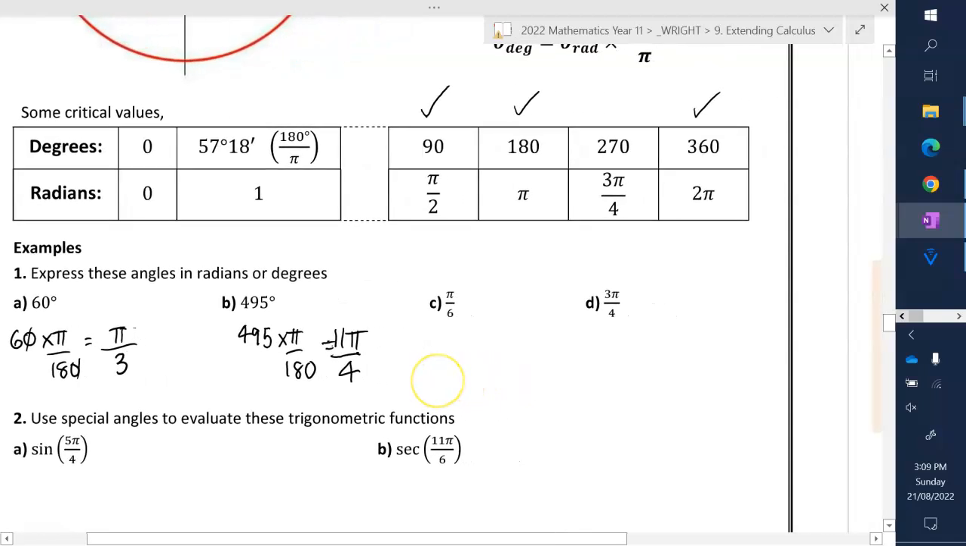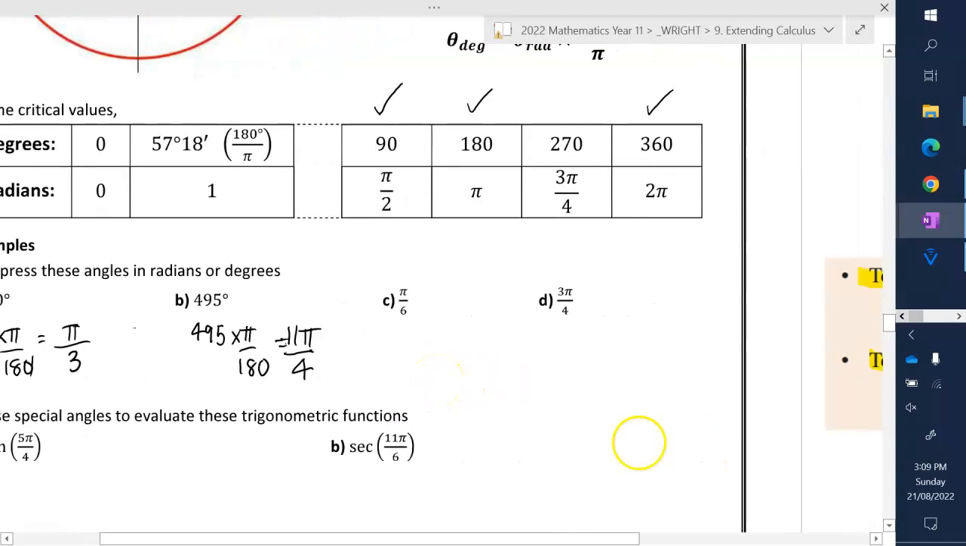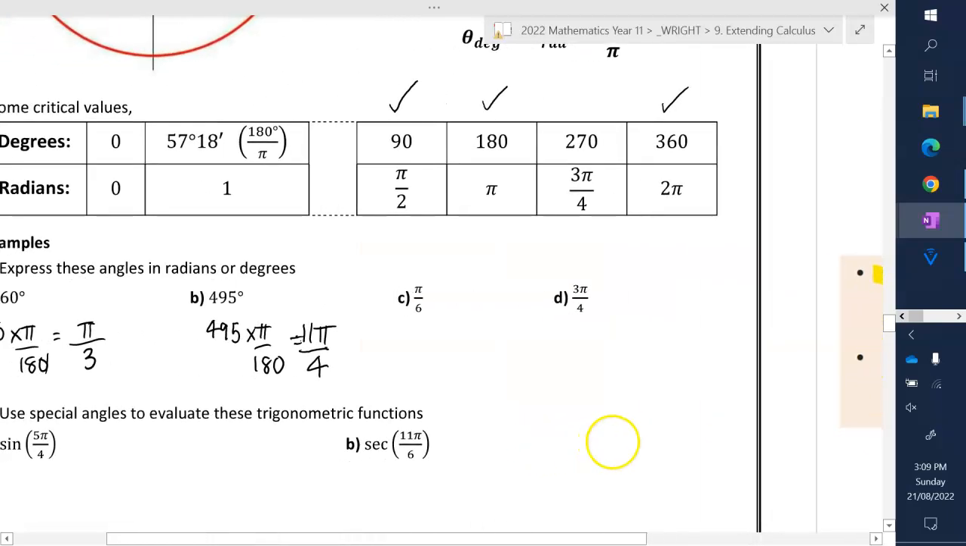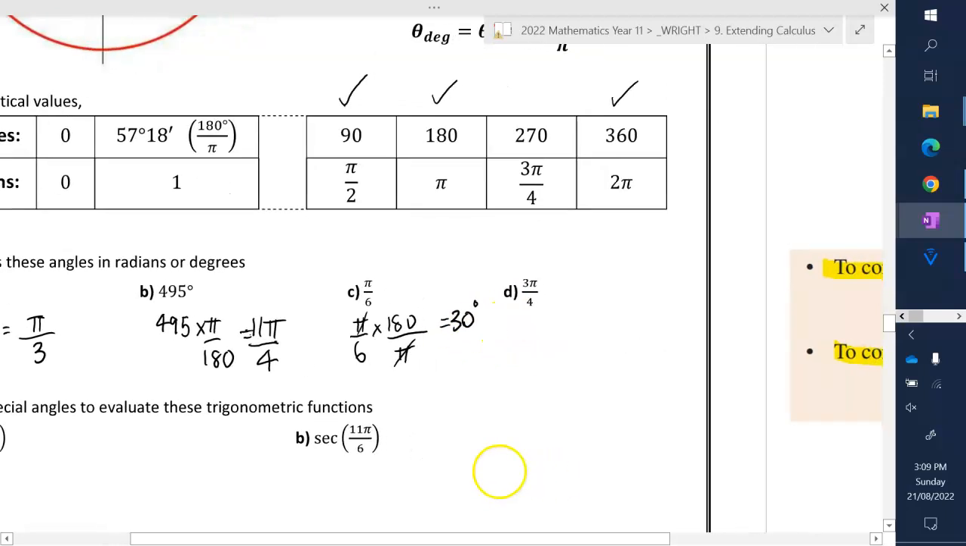Okay. Now we want to go from radians to degrees. So let's have a look. Radians to degrees, we're going to be timesing by the reciprocal of what we times by before. So we've now got the 180 on the top and the pi on the bottom. So pi over 6 times 180 over pi. And what you'll notice when we're going back to degrees, the pi's are going to cancel out, which is what we want to have happen. And 180 divided by 6 gives me 30 degrees. So I'm just simplifying that down.